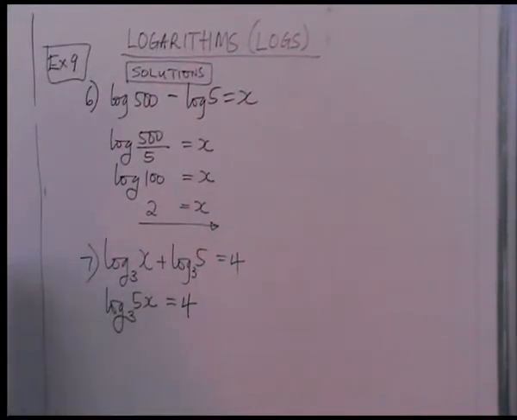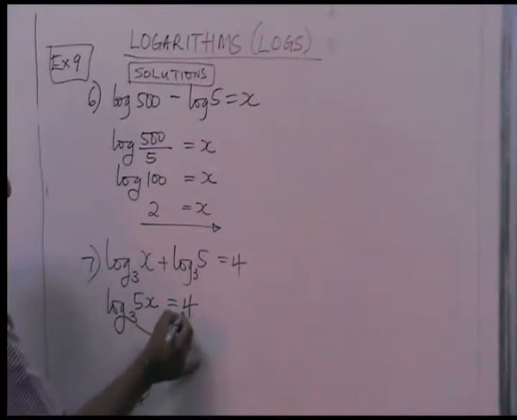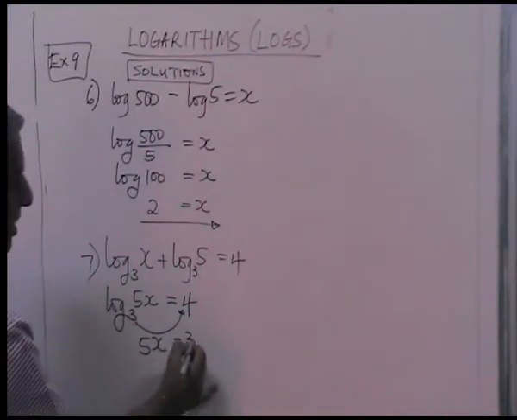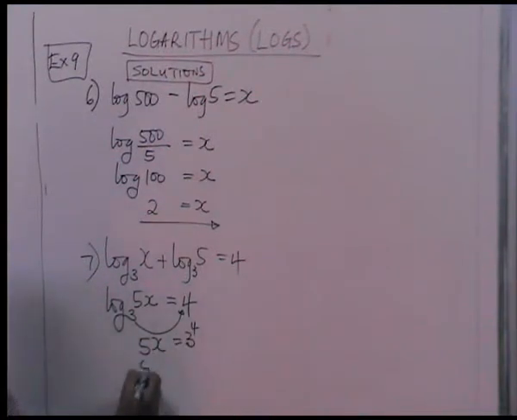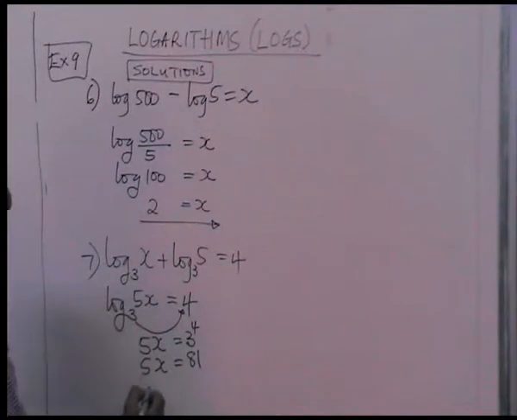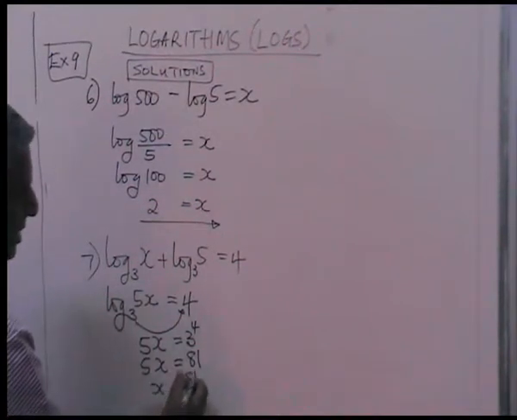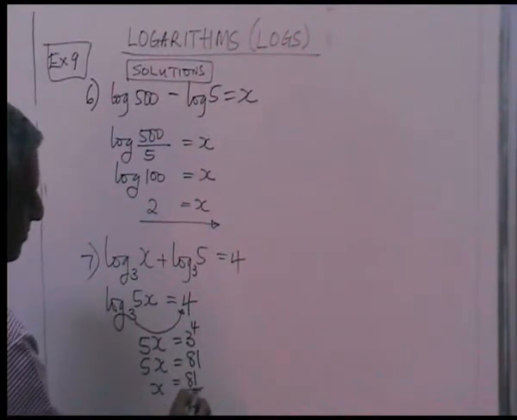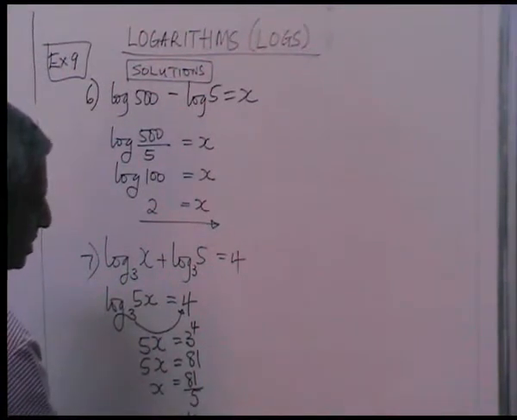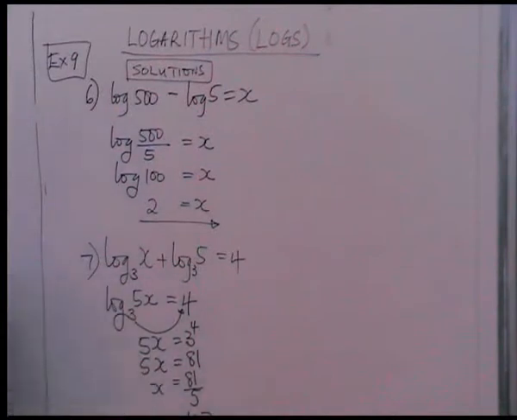And once you've reached this stage, you'll decide to change it to index form. So you'll say, well, 5x is equal to 3 to the 4, 5x is equal to 81, x is equal to 81 divided by 5, and therefore x is equal to 16.2. All right, so that was number 6 and number 7.